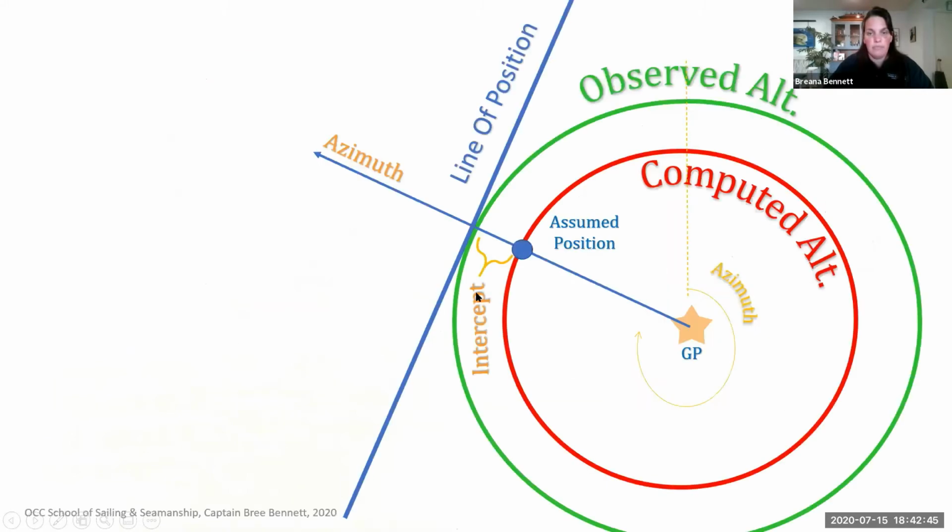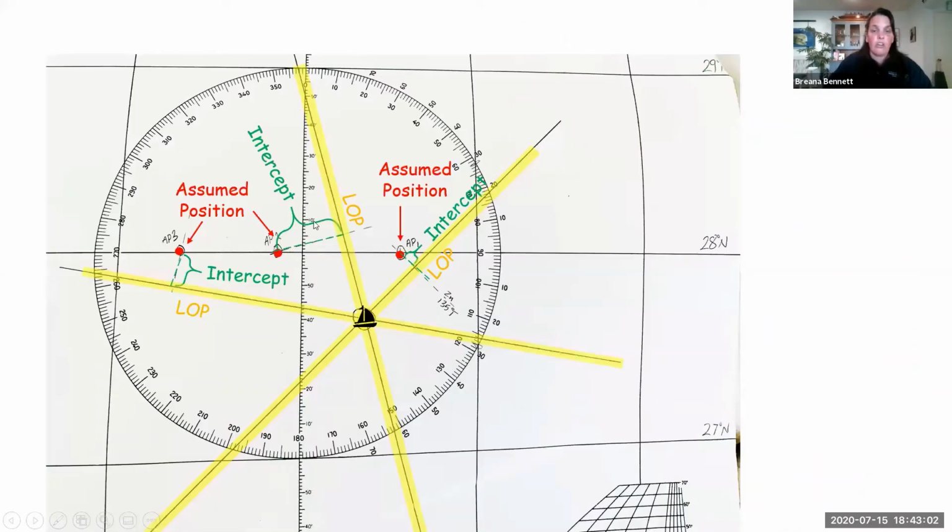I don't know if that helps. This was me trying to make it simple again. Basically the same thing I've been saying, that computed altitude versus observed altitude. I think I covered that. Okay, so this is what it's going to look like when we plot it.